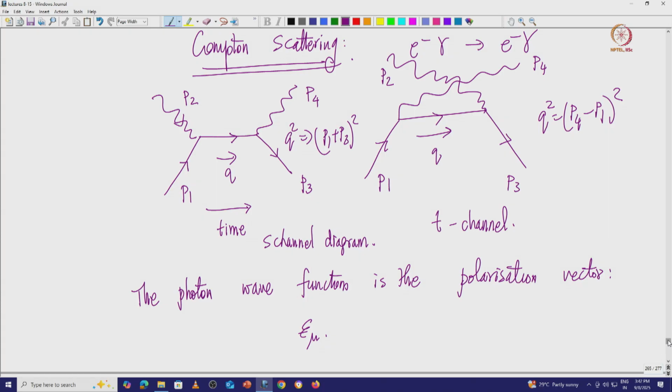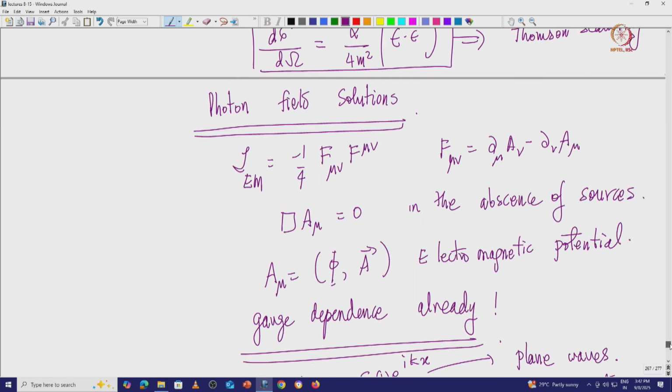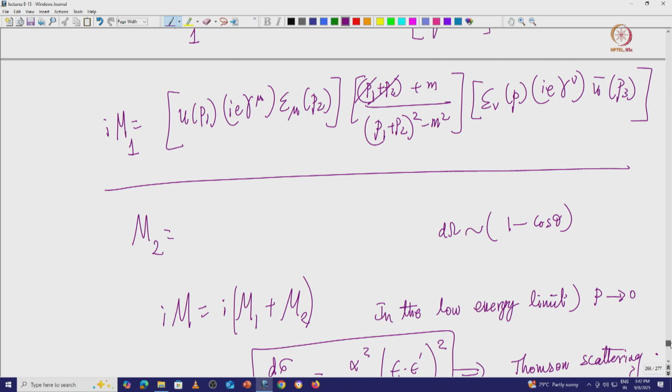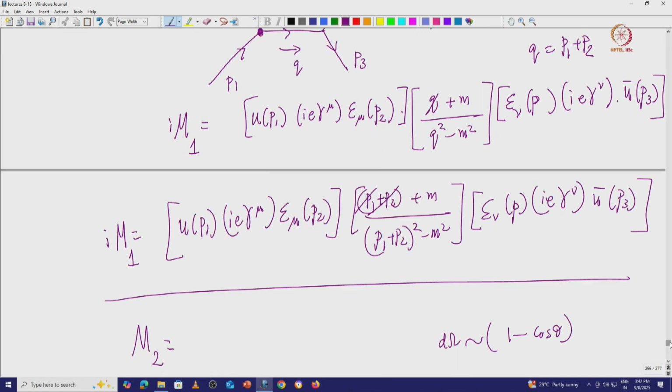with different energy essentially, and the momenta of the photons are different. Otherwise the amplitude will look exactly the same. It has the same Lorentz structure as M1, okay, except this propagator is different essentially. This is the momentum and mass of the electron essentially, okay.